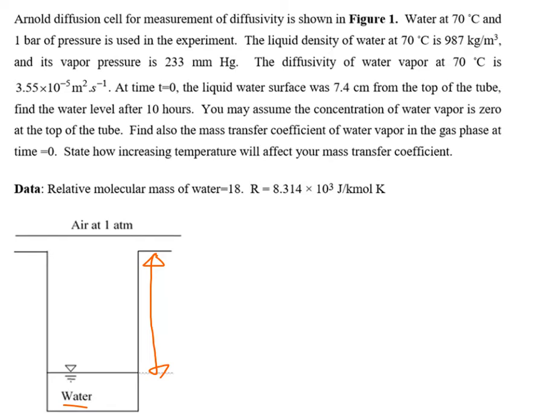How, we'll discuss now. In this problem you can read, time is given: what will be the level after t equal to 10 hours. This is the level right now you can see, and the water surface was 7.4 centimeter from the top. So this is basically 7.4 centimeter. Now you have to find what will be the level after 10 hours. So we'll apply the concept of pseudo steady state in this case.